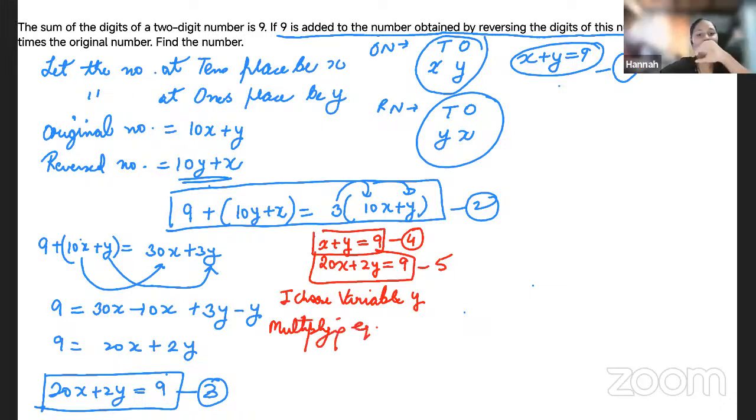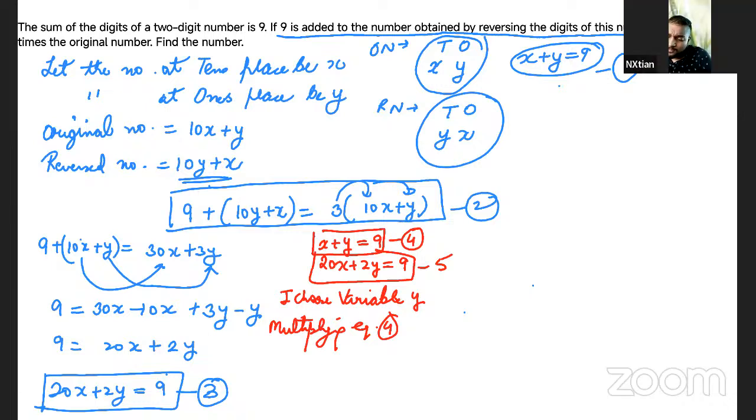So in the equation, it is 9 plus 10y plus x, but after that you've written it as 10x plus y. You made a box around the equation, and then you've written 10x plus y below it. The left-hand side is 9 plus 10y plus x, and then down below that it is 9 plus 10x plus y.